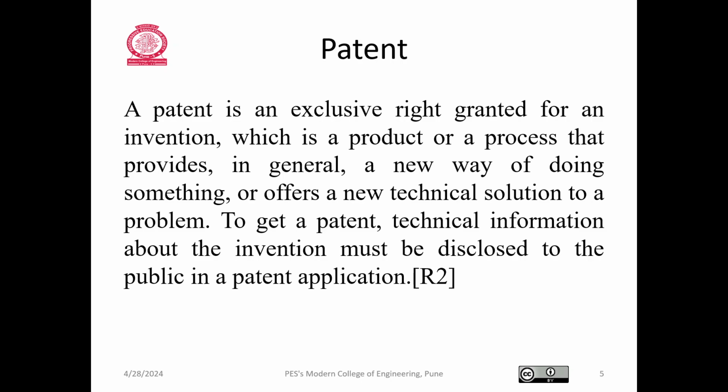Under the IPR, we can go for a patent also. So, what is a patent? It's an exclusive right that is granted for an invention, which is a product or a process that provides in general a new way of doing something or offers a new technical solution to a problem. To get a patent, the technical information about the invention must be disclosed to the public in a patent application. That is the criteria.